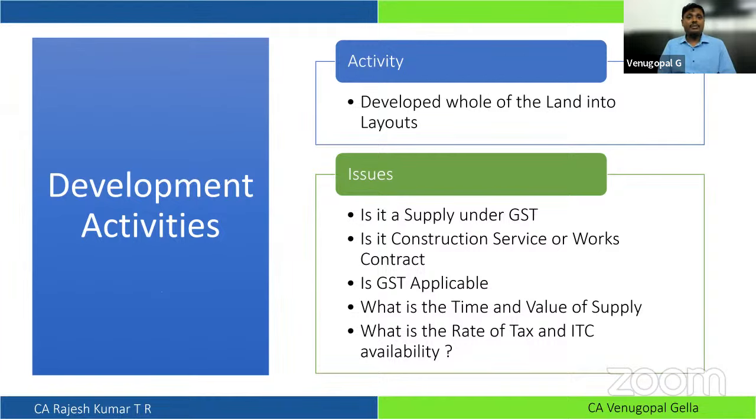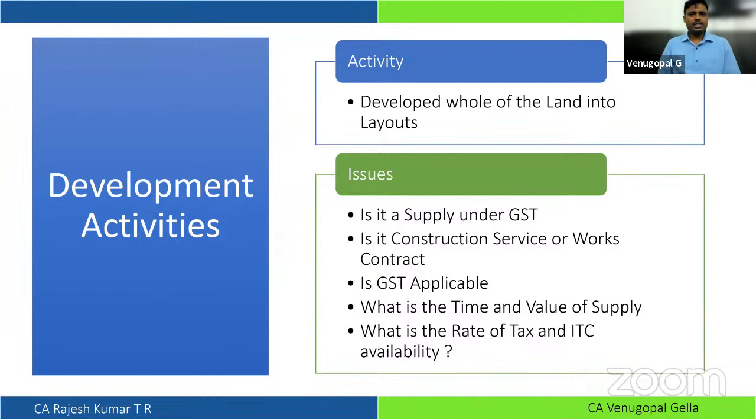And that being the time of supply, what will be the value of the supply? Given that this is a barter transaction, the developer is doing the development of the whole of the land, while in lieu of such development, the developer is getting a portion of the plots. The value of such plots would be the value of the works contract supply. How do I find the value of the supply? Whatever is the value of the plot on the date of such supply will be the value of the supply.